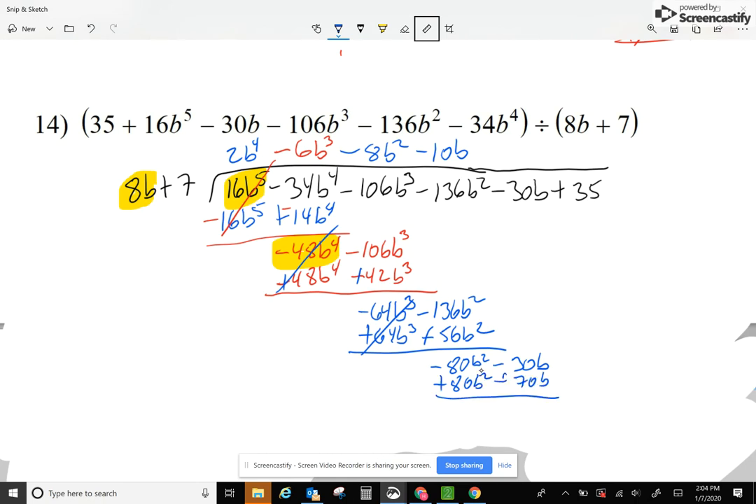Draw the line, change the signs. I have 40b plus 35. 40b divided by 8b, that's 5. So I get 40b plus 35. Draw the line, change the signs, everything cancels out. My answer is right there.